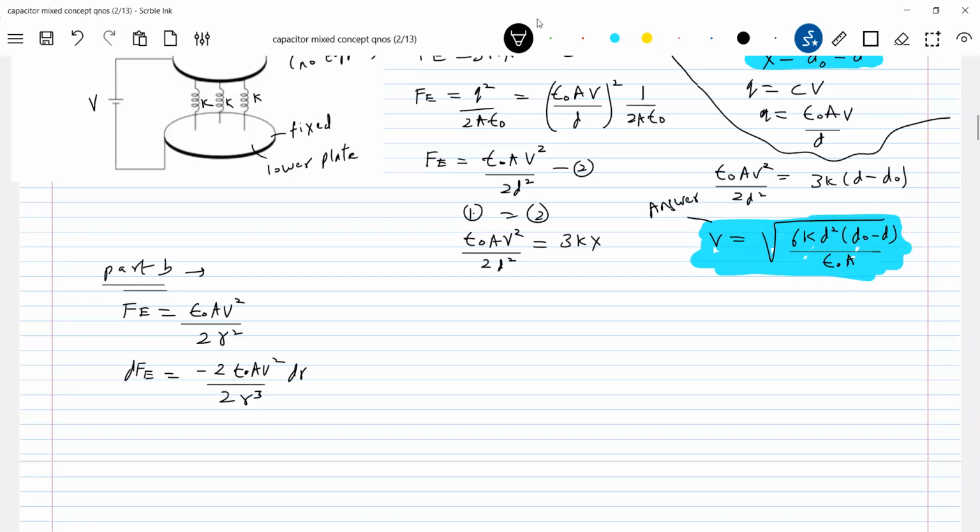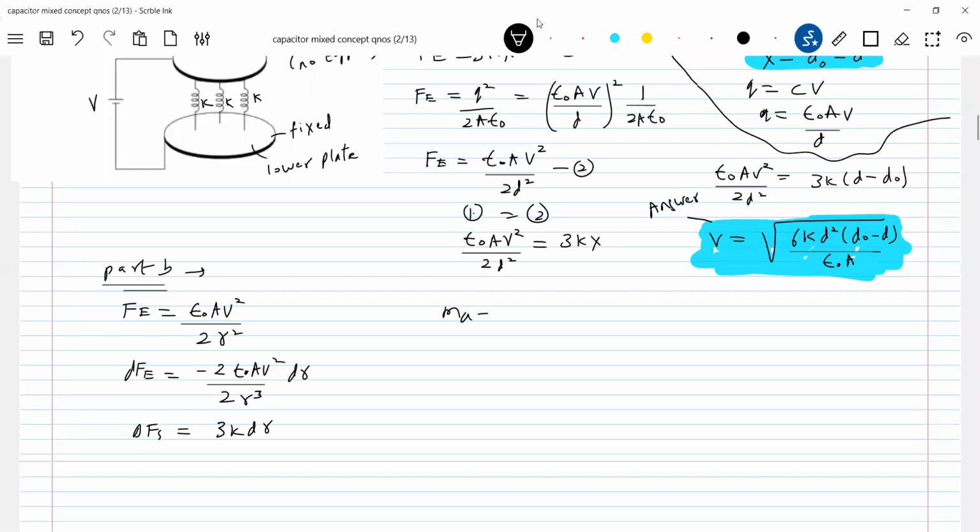Then how much of additional spring force will act? The additional spring force will be 3K dr. Is that okay? I'm just making the things set up like this. And value of V naught, value of V square, we know it. So what is R? R was equal to D, that one.